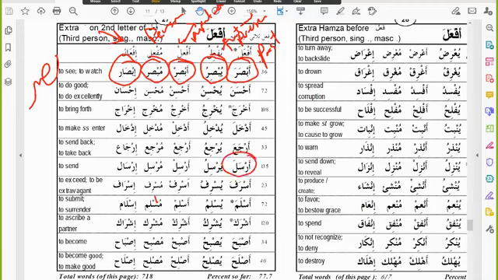And arsala, meaning that the person sent. Sent, because this is a past tense. Yursil, sending. And arsal, you're giving an imperative and telling him to send. Mursal, which is the person, the sender, the person that's sending. Irsal is basically the sending, if you can say that. Irsal is the sending process, or sending.